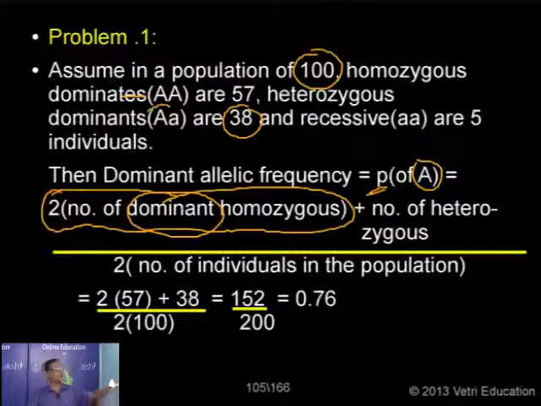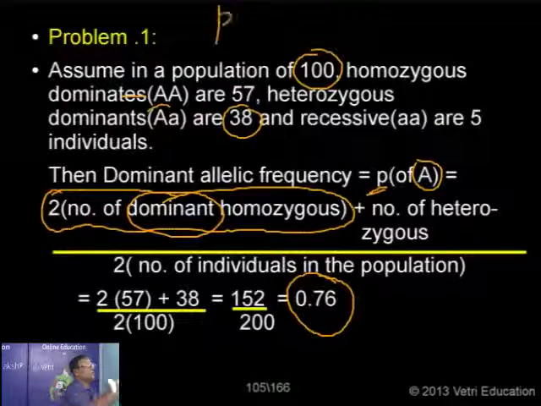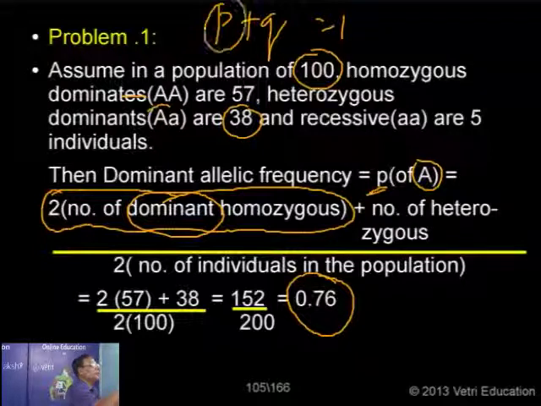Now you see here, the total: 2 into 57 plus 38. Then I calculated here. I already got the solution for the problem also. Divided by 2 into 100. So you get the frequency of P 0.76. That is nothing but the dominant allelic frequency. To know the value of this dominant allelic frequency, that is P, P is equal to 0.76. So the total allelic frequency or the gene pool, P plus Q is equal to 1, you know that. If you know the value of P, then you can calculate Q, that is 1 minus P. That is equivalent to 0.24.